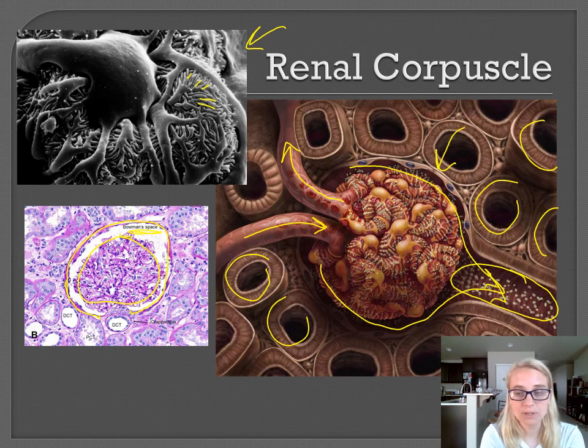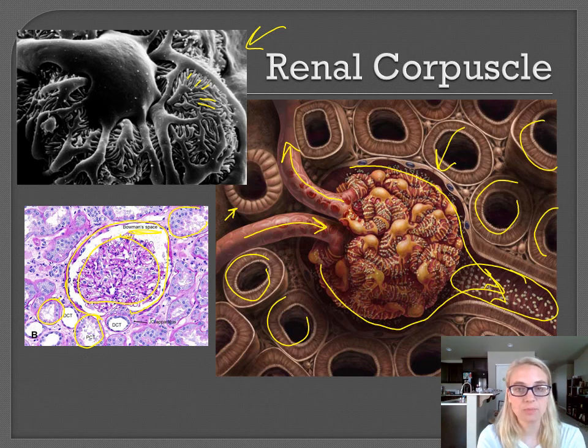We also used a slide, if you remember, to look at simple cuboidal epithelium, which we can see lining the walls of all of these kidney tubules. So if we go over here to the drawing, these are our simple cuboidal epithelium that line the tubes of the nephron: the PCT, the loop of Henle, the DCT, and the collecting duct.